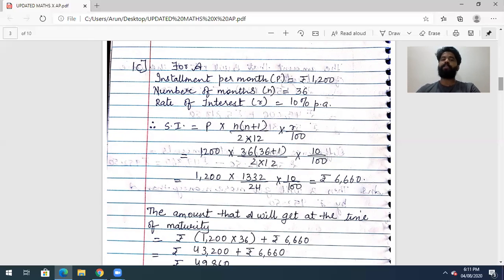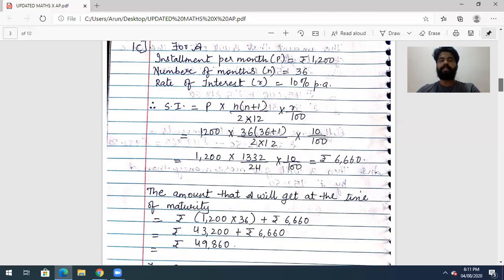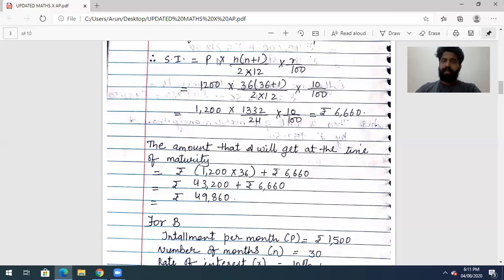So for A, installment per month, that is P is equal to 1200. Number of months N is 36 because 3 years, that gives us 3 into 12, 36 months. Rate of interest R is equal to 10%. So we can say interest is equal to the same formula P into N plus 1 upon 2 into 12 into R upon 100. You make the substitutions, so we get P is equal to 1200 into N is 36, so 36 into 36 plus 1 upon 2 into 12 into R is 10 upon 100.